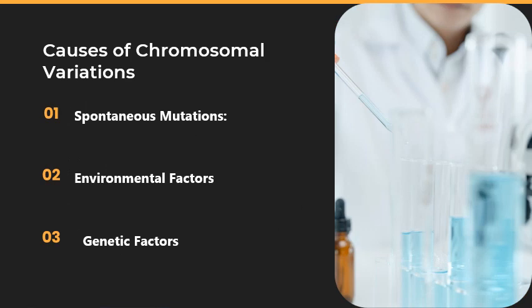Now let's go over some overall causes of chromosomal variations. So we have spontaneous mutations. Errors in DNA replication, repair, and recombination can lead to chromosomal variations. We can also see some environmental factors come into play. So there are things like exposure to radiation, chemicals, or different toxins. This can also increase the risk of chromosomal abnormalities. Then, of course, there will always be genetic factors. Some individuals may have genetic predispositions that make them more susceptible to chromosomal variations.